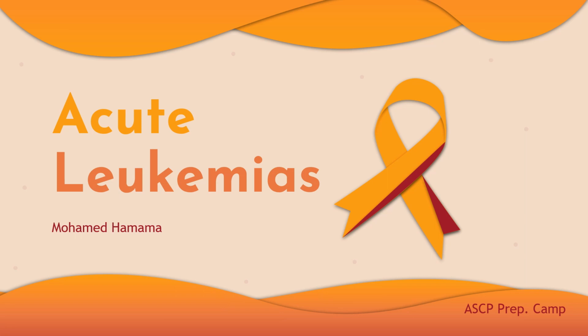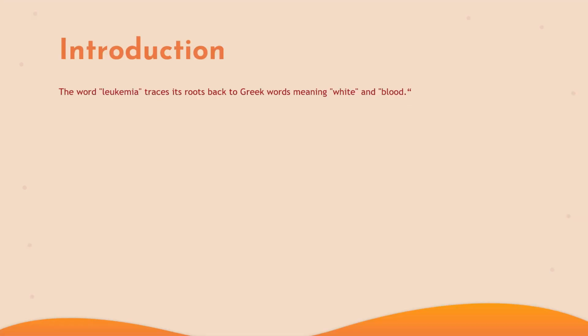In today's video, we delve into the world of acute leukemias, exploring their origins, causes, and development. Join us to gain a deeper understanding of this complex hematologic disorder. But first, let's explore the origin of the term leukemia. The word leukemia traces its roots back to Greek words meaning white and blood.